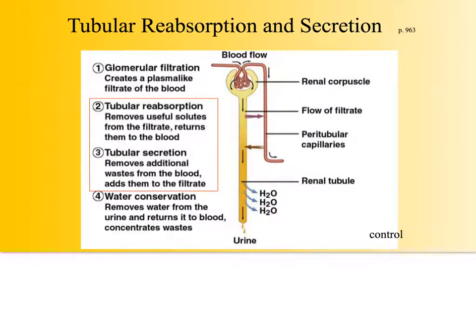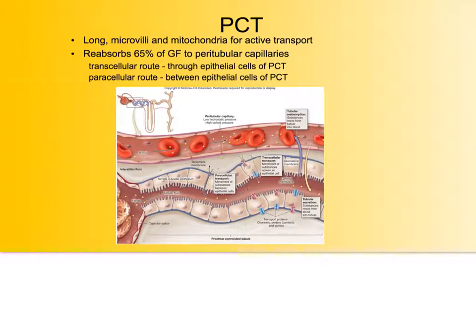Now we need to talk about the next steps. We've talked about filtration, so we can check that off. We're okay with that. Now we're going to talk about tubular reabsorption and secretion. You can go over this with really fine details, but we're going to try to simplify it and make it as straightforward as possible. The proximal convoluted tubule is designed to do lots of reabsorption. It's all about reabsorption.